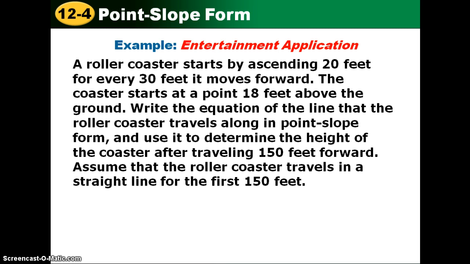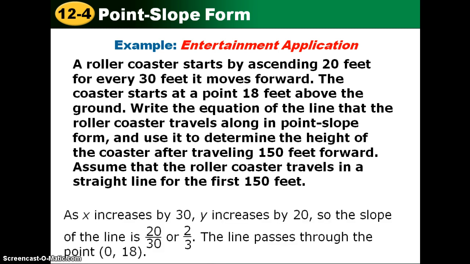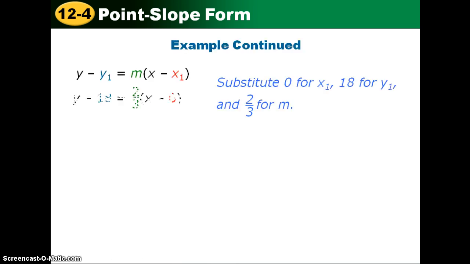Write the equation of the line that the roller coaster travels along in point-slope form and use it to determine the height of the coaster after traveling 150 feet forward. Assume that the roller coaster travels in a straight line for the first 150 feet. So as x increases by 30, y increases by 20, so our slope is 20 over 30, or 2/3, and the line passes through the point (0, 18). We plug that into point-slope form. We get y minus 18 equals 2/3 times x minus 0.